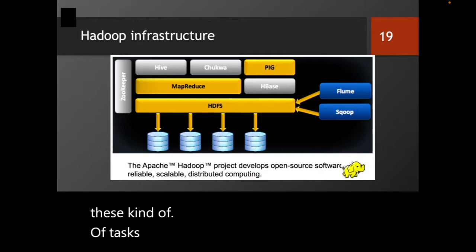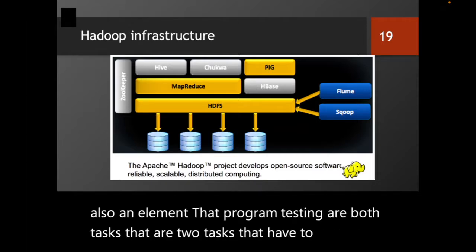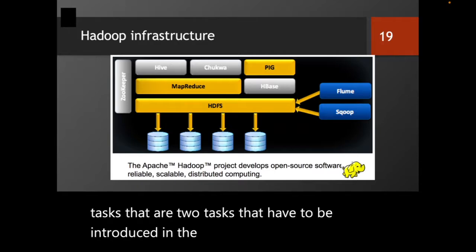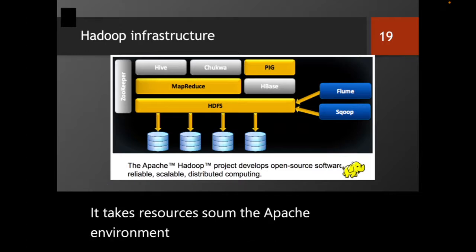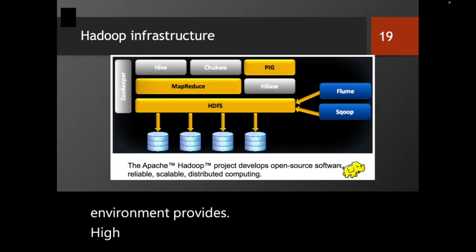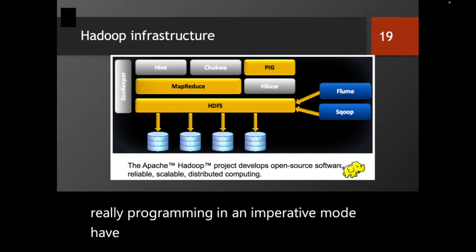of tasks. And also program maintenance and program testing are two tasks that have to be introduced in the production line of the solutions, and so it takes resources. The Apache environment provides high-level services that help people, instead of really programming in an imperative mode, have SQL-like expressions or declarative expressions.